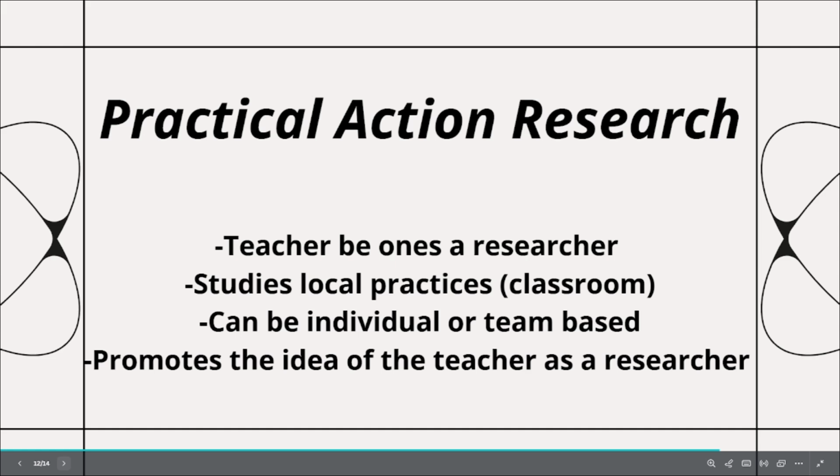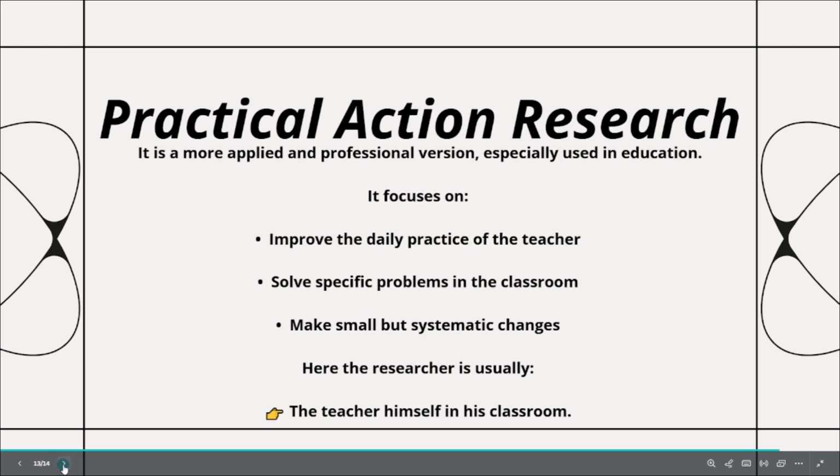And finally, the last slide. It focuses on improving the daily practice of teachers, solving a specific problem in the classroom, and making small but systematic changes. And here, the researcher is usually the teacher himself, studying his own classroom. That's it. Thank you so much.